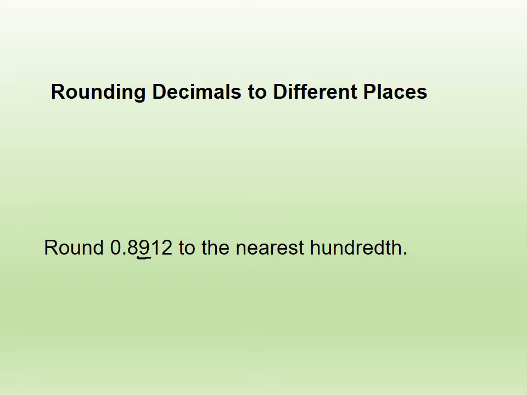Tenths, hundredths. Now, once I underline the 9, I'm going to look at which digit tells me what to do. The 1, the one to the right. So that 1 is going to tell me what to do. What is that 1 telling the 9 to do? To stay or to go up? To stay. Good.